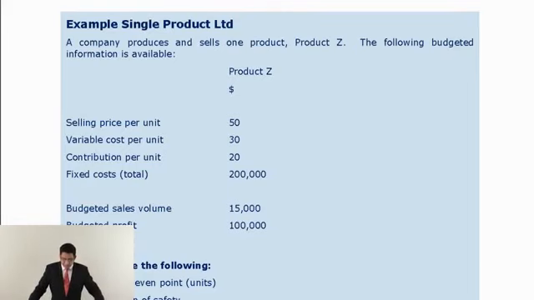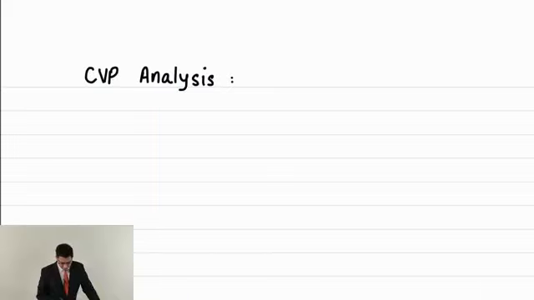So here is the information. A company produces and sells one product, Z. The following budgeted information is available. Selling price per unit given, variable cost per unit given, contribution: selling price minus variable cost equals the contribution. Then fixed costs are already given in total, budgeted sales volumes and budgeted profits are given. Is that right? Now let's have a look at requirements one by one. First of all, break even point in units.